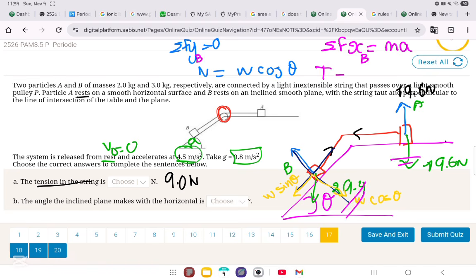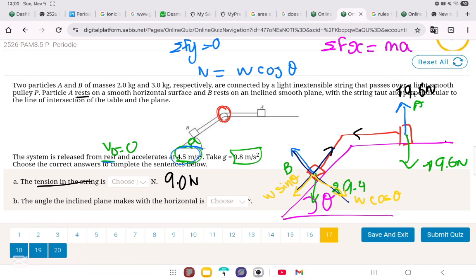Because why does sigma of x equal ma? Because what did they tell us? They told us it was released from rest and it accelerates, right? So because it released from rest and it accelerates, that means sigma of x equals ma. There's an acceleration. So how does it accelerate? It's going to accelerate downwards because the weight is going to pull both block B and block A, okay?